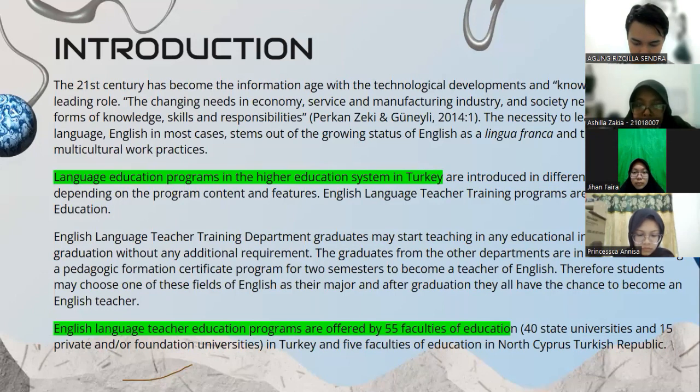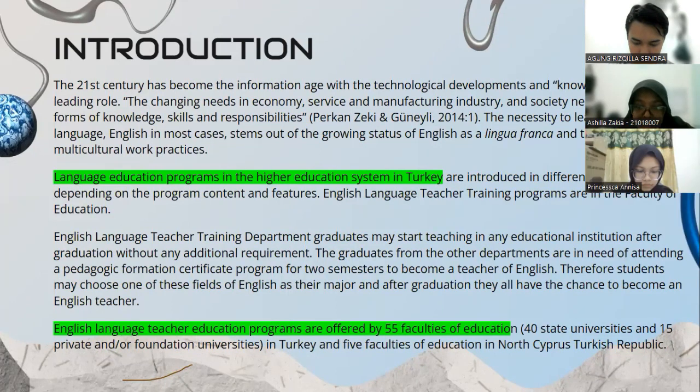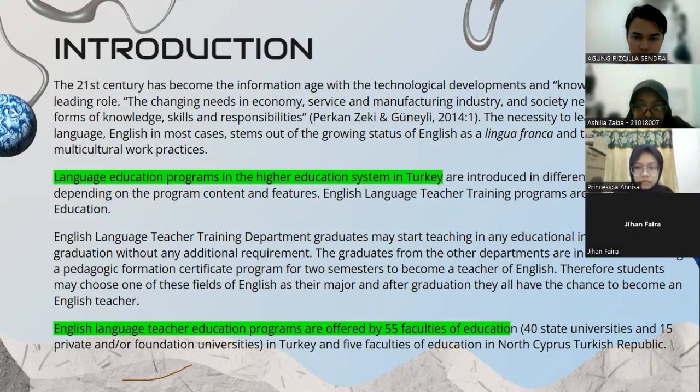And the green part that I highlight here is first, language education programs in the higher education system in Turkey, and English language teacher education programs are offered by 55 faculties of education. This is related to the problem, as this might be a reason why there are many potential English language teachers in Turkey, where there are many faculties that offer the education program. Next.